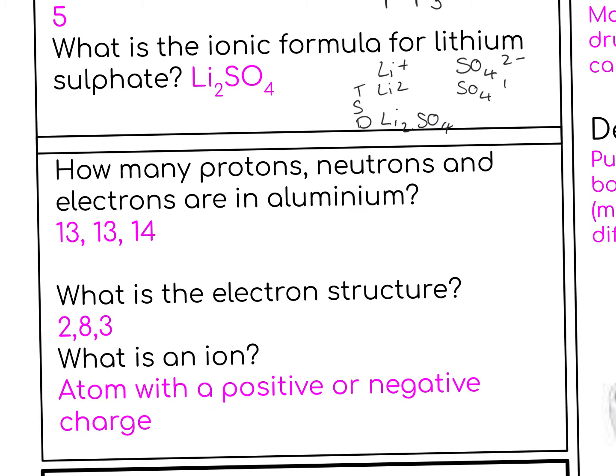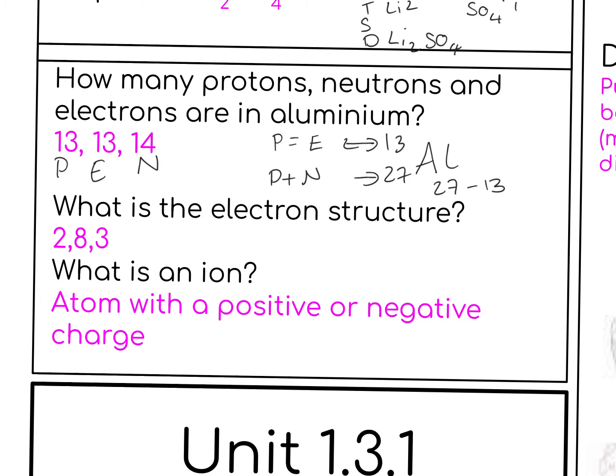How many protons and electrons and neutrons? So protons always equals electrons. So aluminium is 13 and 27. And that is always the atomic number. So that means that's the protons, that's electrons. To work out this then is the protons plus neutrons. So you do 27 take away 13, because we know that's how many protons we've got, which will give me the number of neutrons.